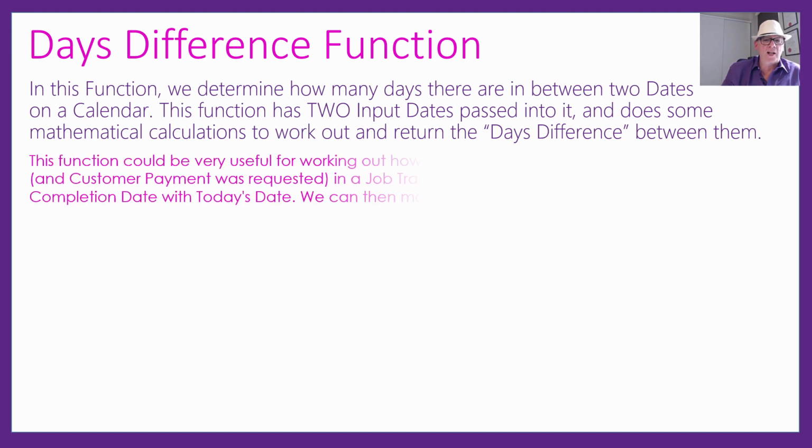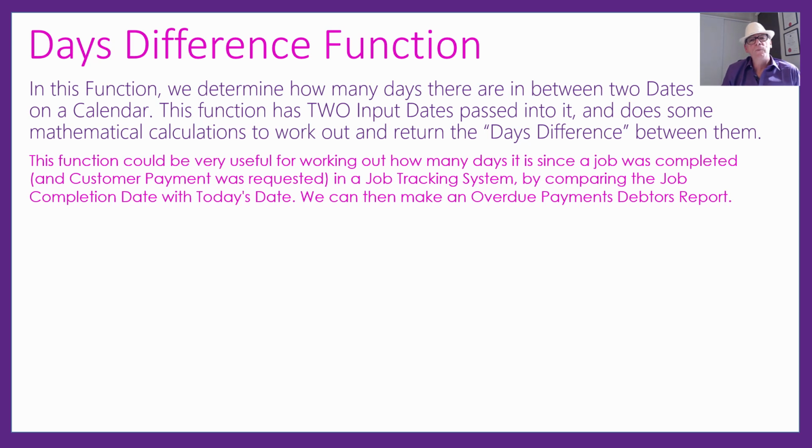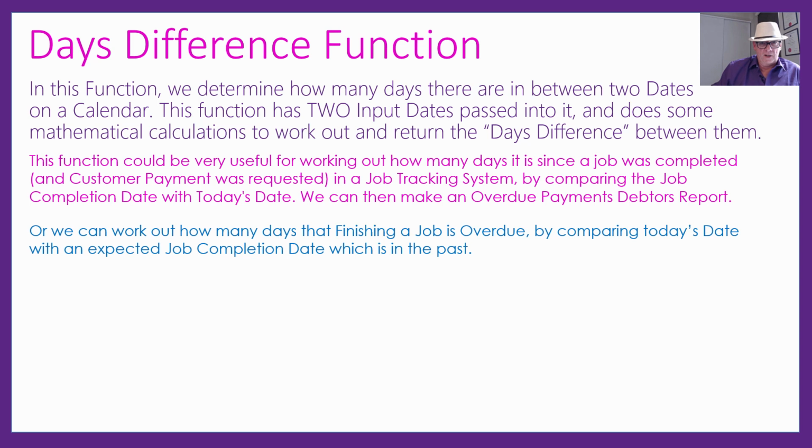All right, so it's just going to calculate days difference. Now, this is really useful for job tracking systems. A lot of apps are written to track work and things like that. We could compare a job's completion date with today's date. If it was completed in the past and someone should have already paid for it, we could work out, okay, that job was finished 7 days ago, the person still hasn't paid us, they're 7 days overdue with the money. Let's get in touch with them and follow that payment up.